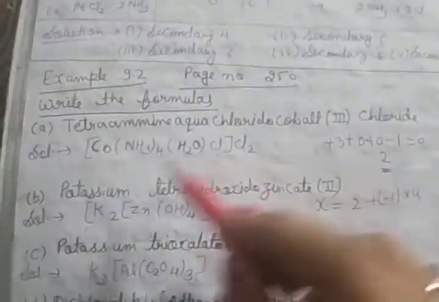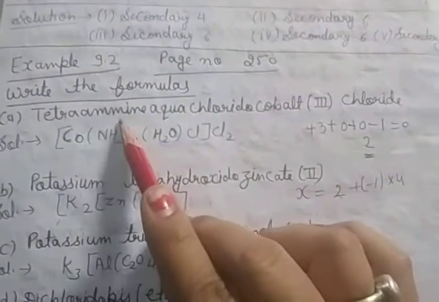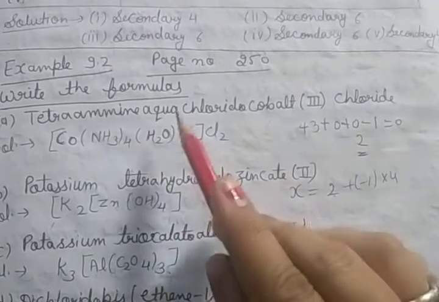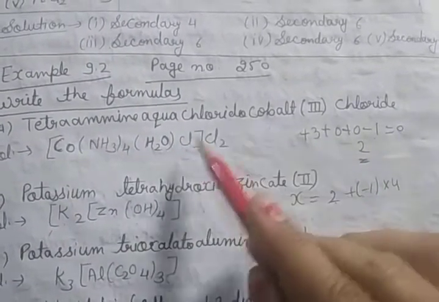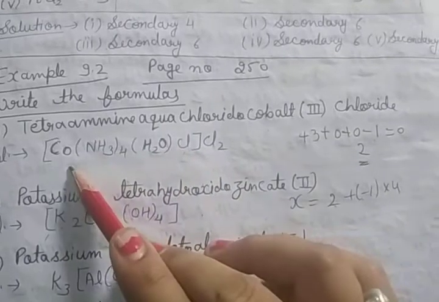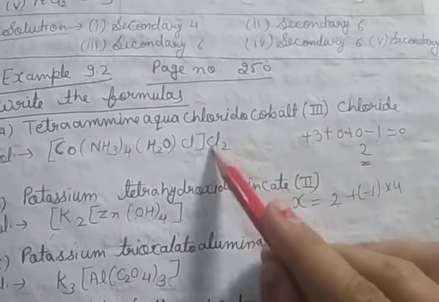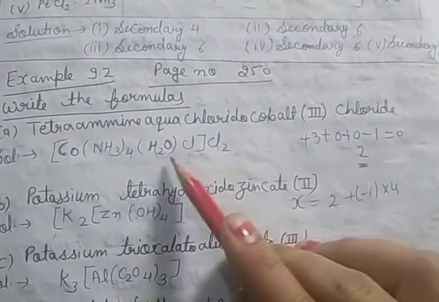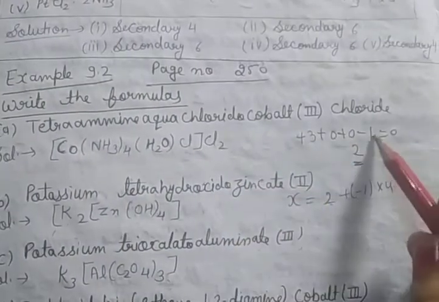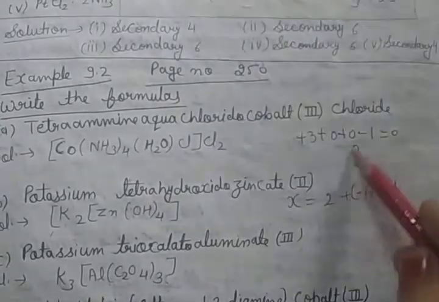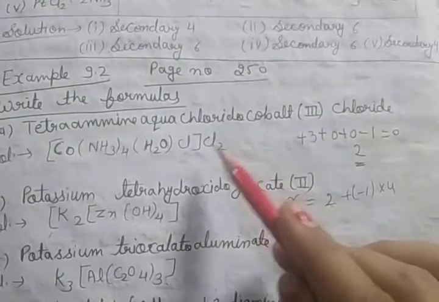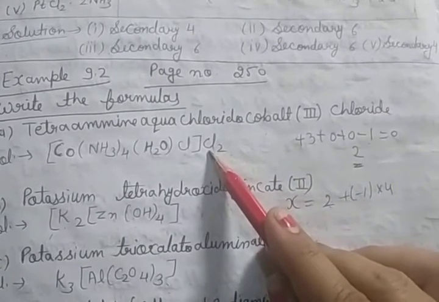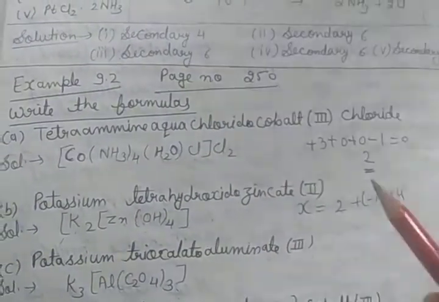Next example. Write the formulas. Tetraammine means 4NH3, NH3 whole 4. Aqua means H2O. Chlorido means Cl. Cobalt is Co, and third oxidation number, so we have to take +3. NH3 is a neutral ligand, 0, water is 0 and chloride is -1. Okay, and the total is equal to 0. So 2 and outer chloride Cl. So this valency goes to the downside of the outer element, Cl2.